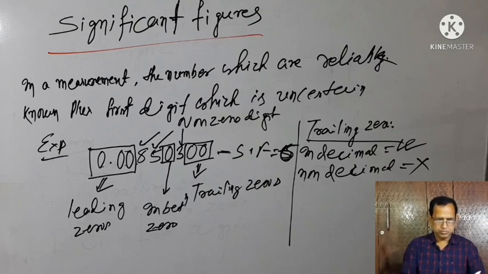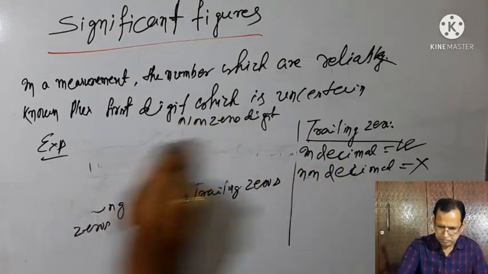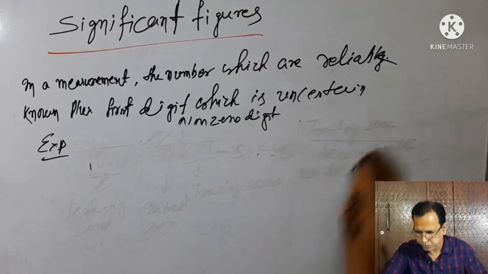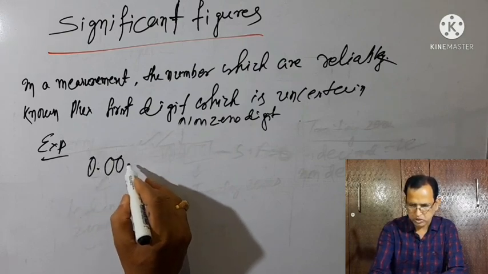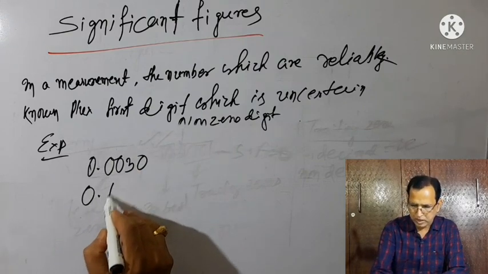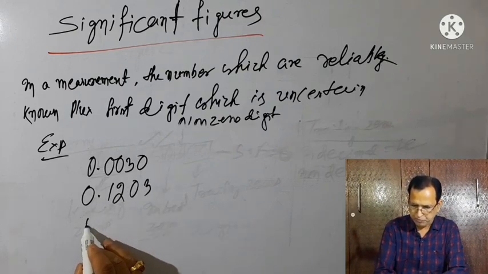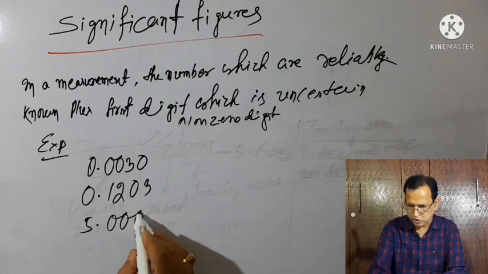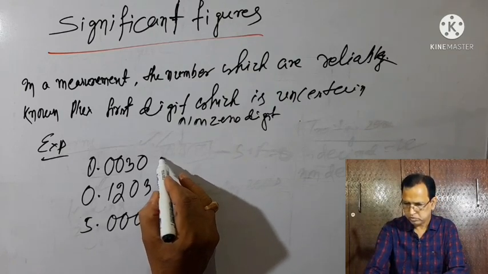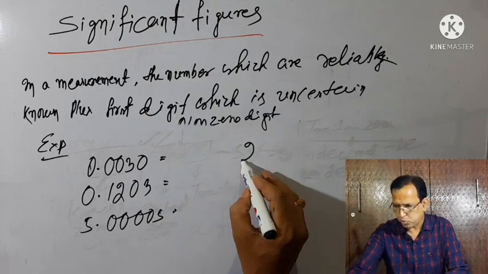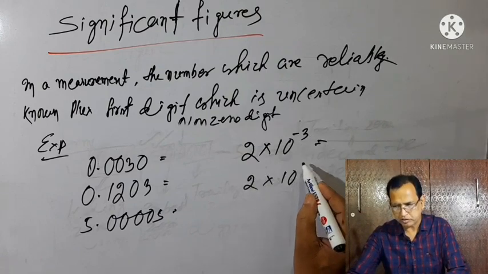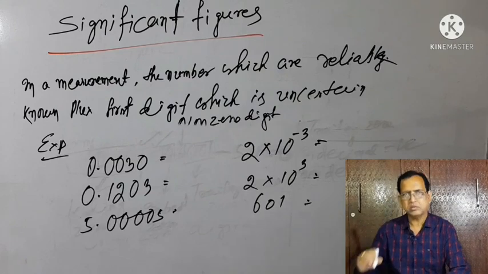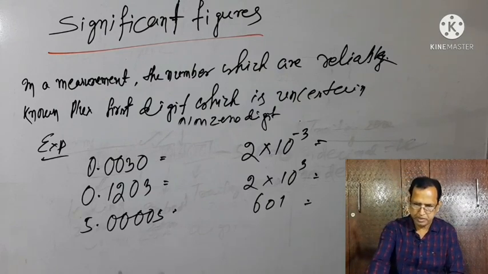Okay. So, another examples. So, another examples are 0.0030, 0.1203, 5.00005, 2 into 10 to the power minus 3, 2 into 10 to the power 3, 601, like this. So, what is the significant figure? We can find out.